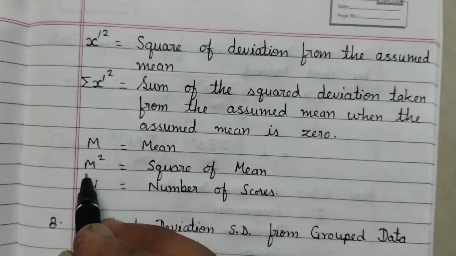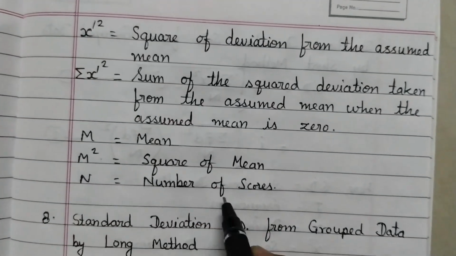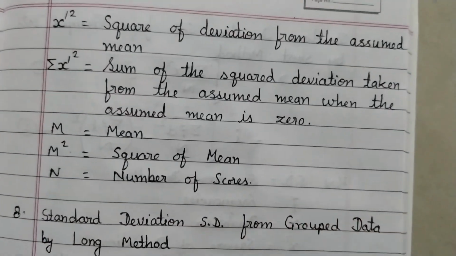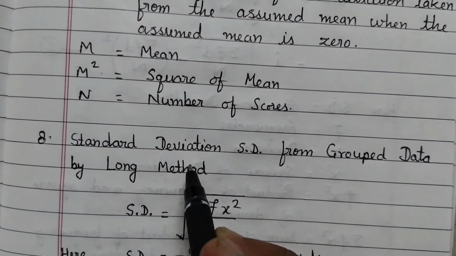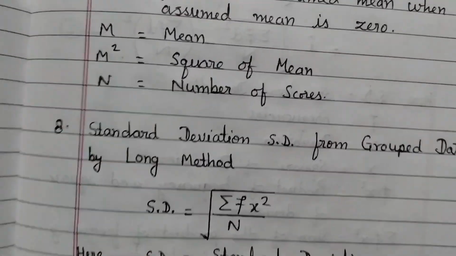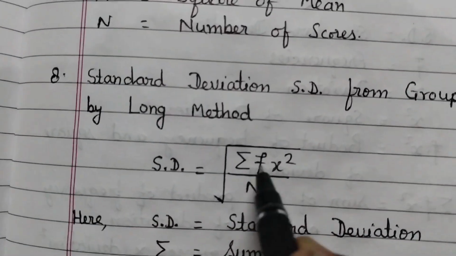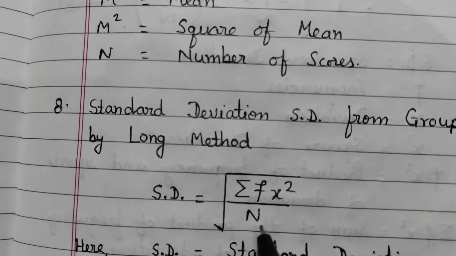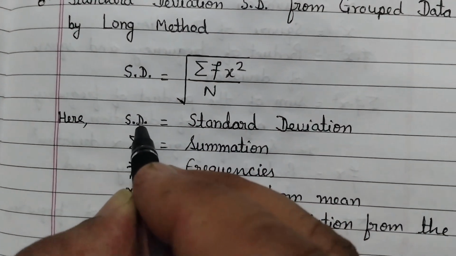M is equal to mean. M square is called square of the mean, and n is equal to number of scores. Formula 8, standard deviation SD from group data by long method. The formula is SD is equal to under root summation fx square by n. Here the symbols have meaning as usual.